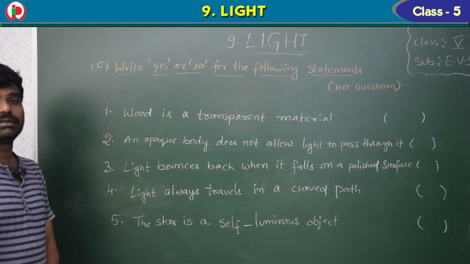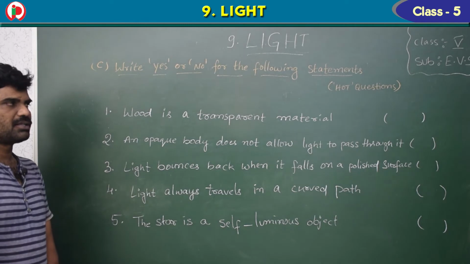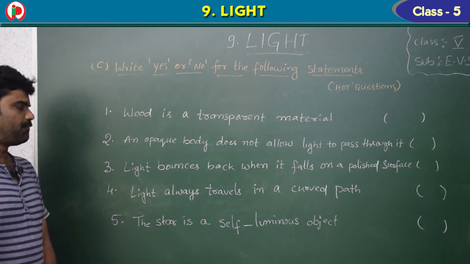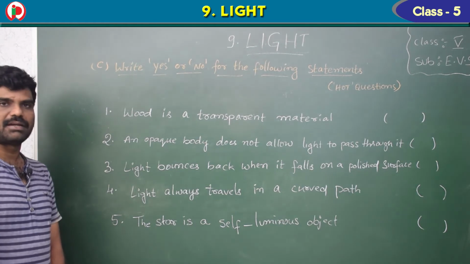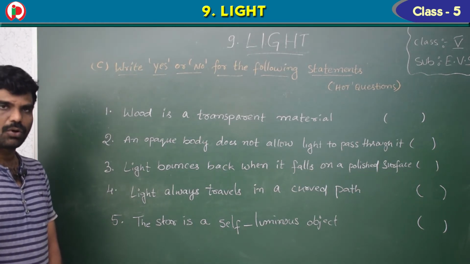C, children, third one, that is C. Write yes or no for the following statements. These are hard questions. Hard means higher order thinking skills. So 5 statements are here. If the statement is right, you have to write yes. If the statement is wrong, you have to write no.